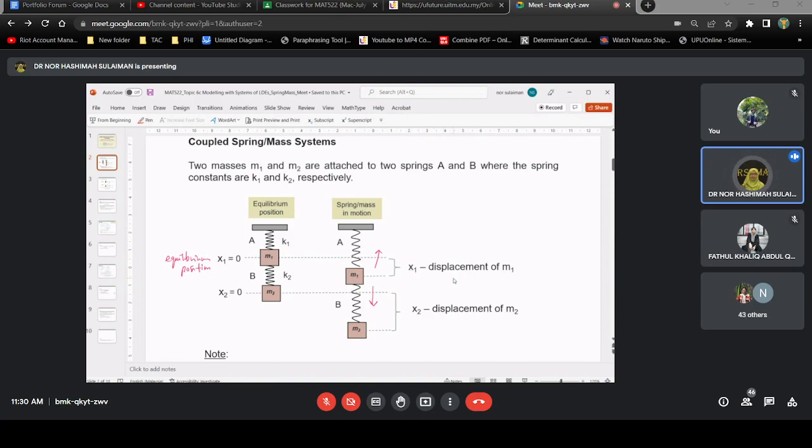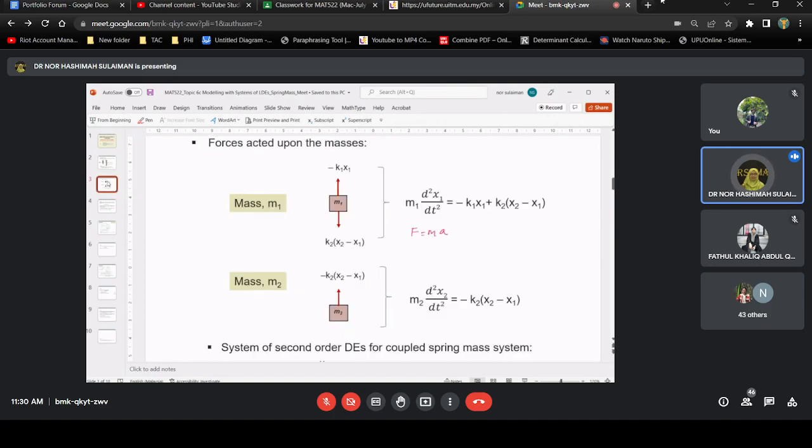Okay, now here x1 represents the displacement of mass 1, and then x2 represents the displacement of M2. Okay, right, so if you pull down, it will go down, and then at the same time it will try to go up and then down again, up and so on. So this is the diagram representing the spring mass in motion. Okay, right. So for this particular problem, it already has its model.